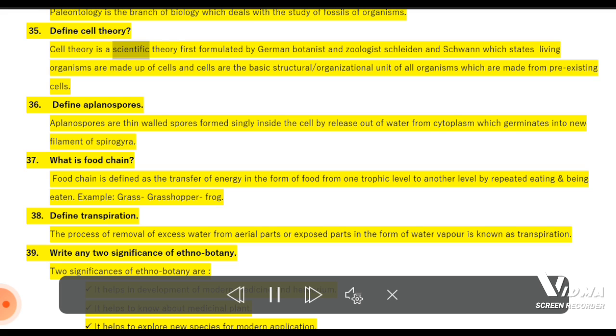Cell theory is a scientific theory first formulated by German botanist and zoologist Schleiden and Schwann, which states living organisms are made up of cells and cells are the basic structural organizational unit of all organisms, which are made from pre-existing cells.